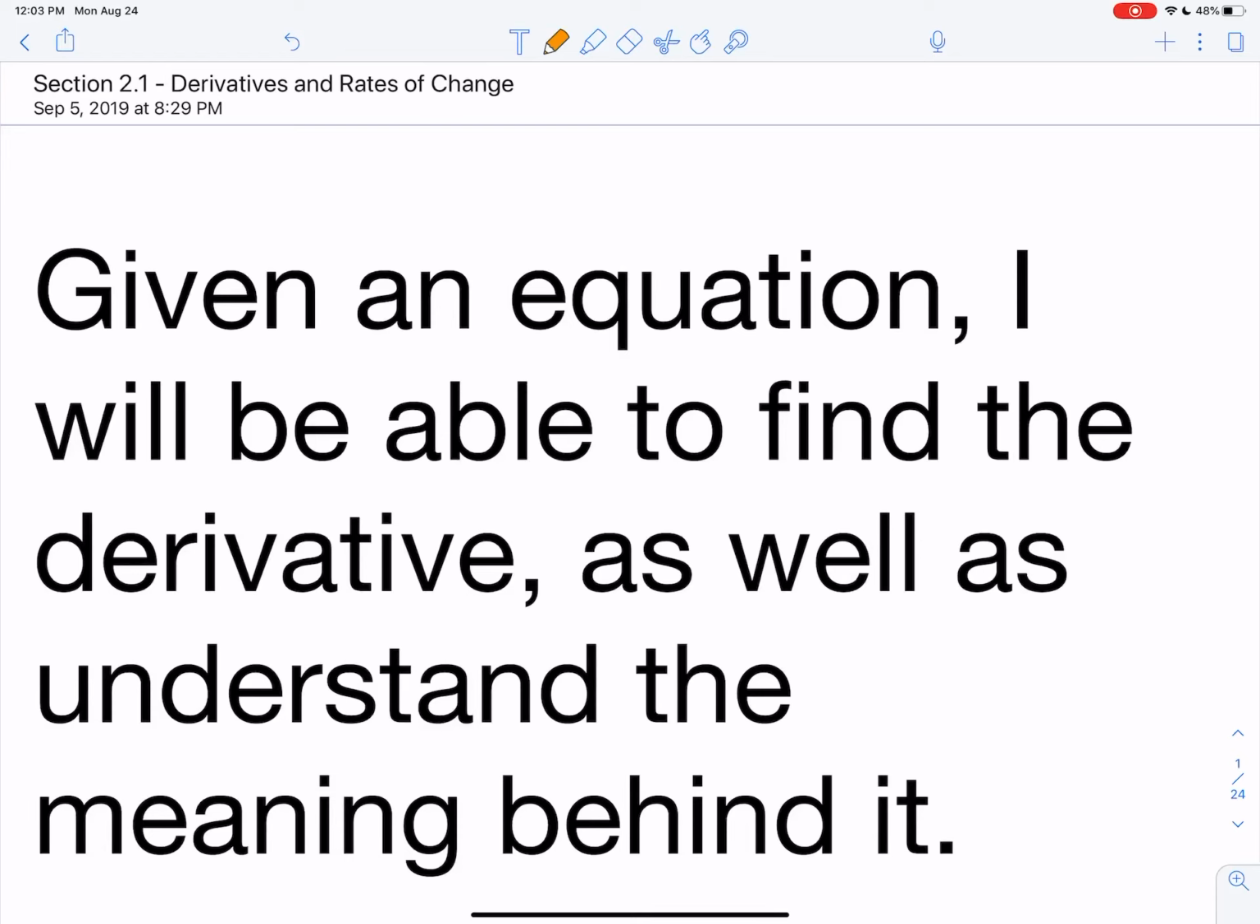Hey guys, this is section 2.1, derivatives and rates of change.